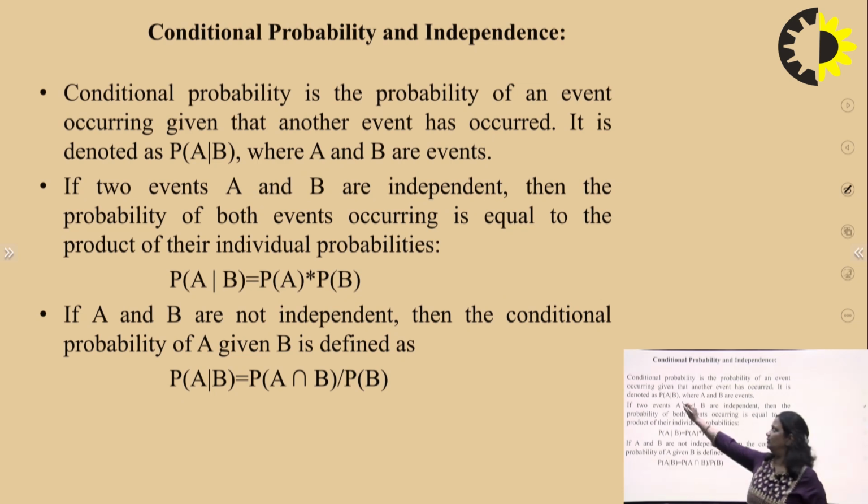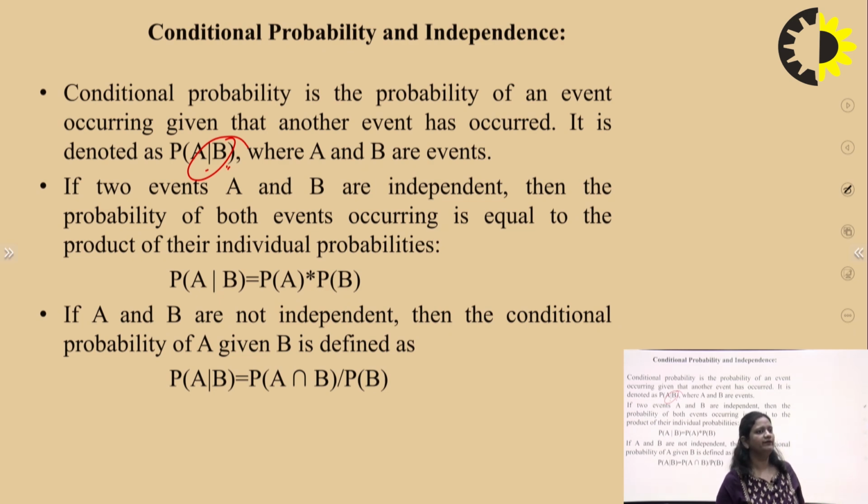Means, and it is denoted by P(A|B). Conditional probability. We denote the conditional probability by P(A|B), which means the probability of an event occurring given that another event has already occurred. A and B are two events, B has already occurred, then what is the probability of A when B has already happened?